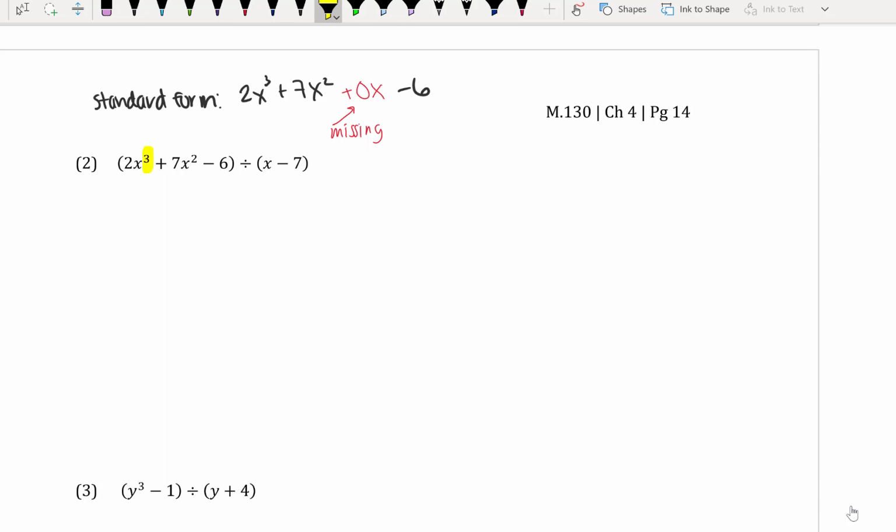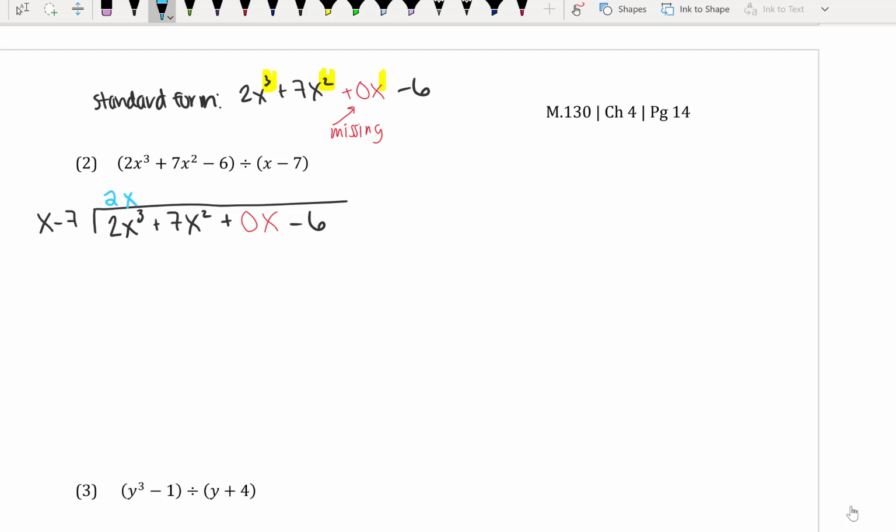So my exponent should be, if it starts at 3, 2, so it's supposed to be going down by 1. So 3, 2, 1, and then my constant. So that's really, really important when I write this. So when I actually compute this, I have my denominator, which is the x minus 7, and I have the inside, which is my 2x cubed plus my 7x squared plus your placeholder 0x, and you have your minus 6.